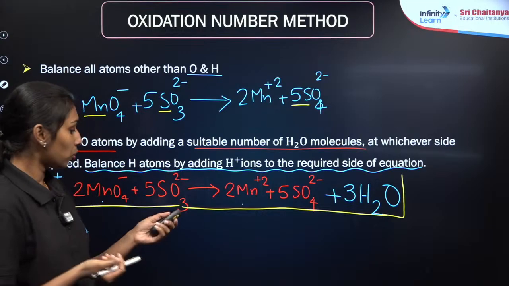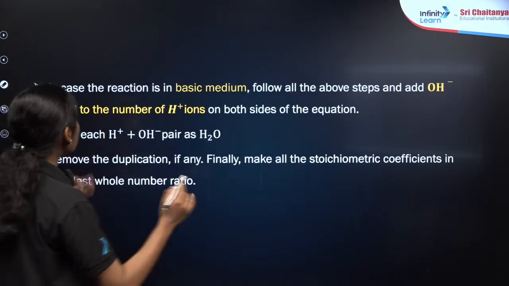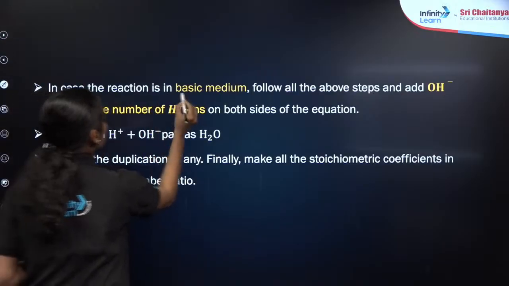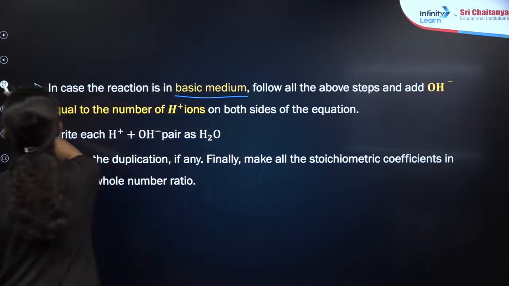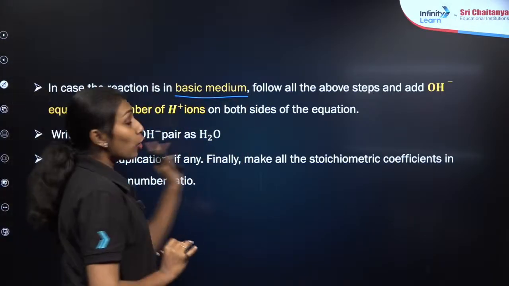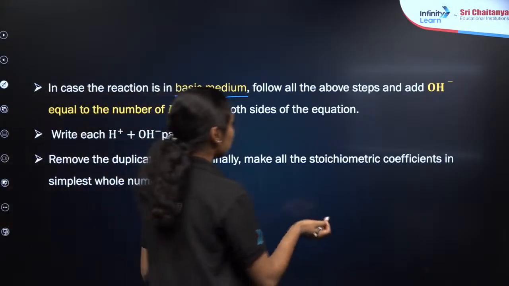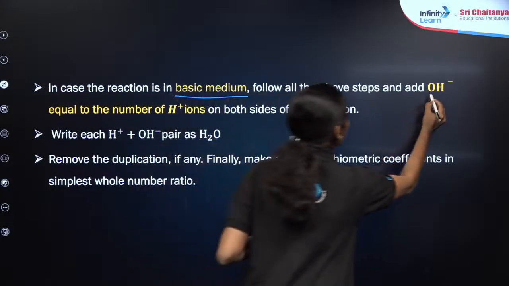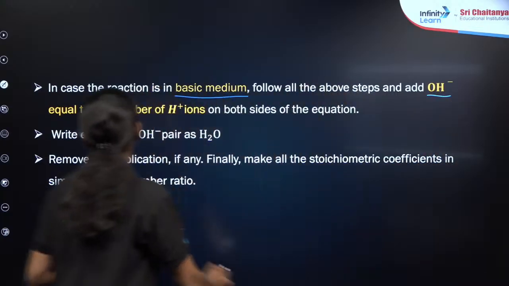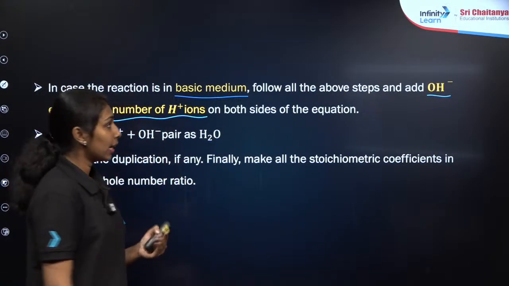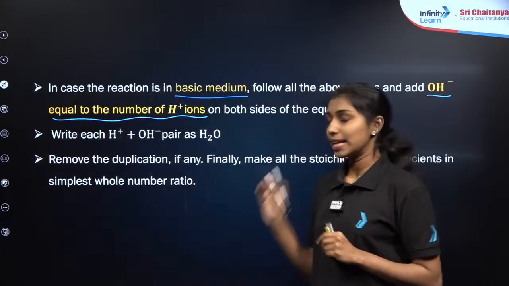Then one more point you have to note: if the reaction is in the basic medium, what will happen? What do we have to do? Follow all the steps in the previous session, like the acidic medium. Then just add OH minus ions equal to the number of H plus ions to both sides of the equation.